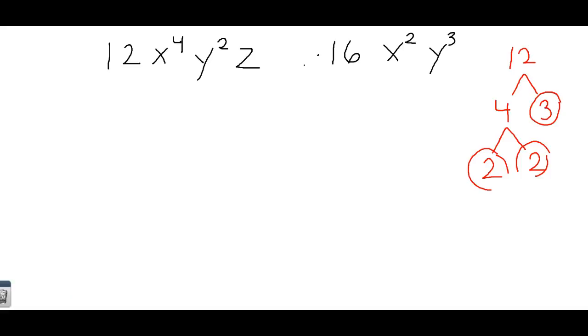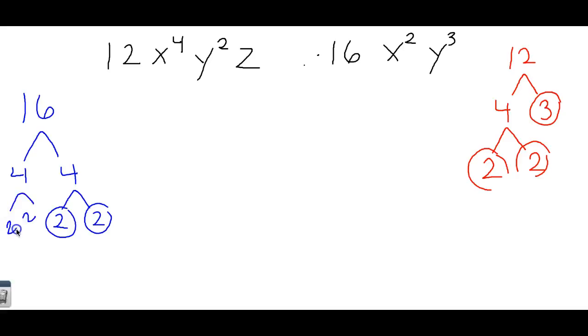Now let's look at the 16. Again, 16 can jump into 4 times 4. Then each 4 can jump into 2 times 2. Prime, yummy, same here. Prime, yummy, awesome. We have 4 prime bugs settled in the tummy.